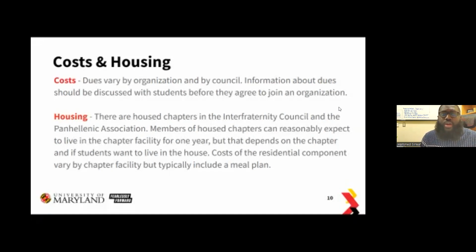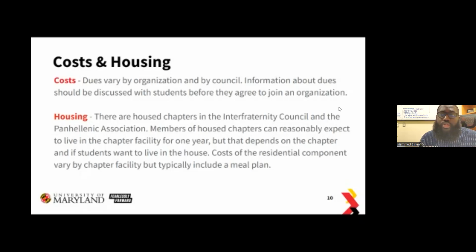And I would say for our other two councils, even though they look different, everyone usually has a package of things that you get from being a part of the organization. So when it comes to housing, there are housed organizations within the Interfraternity Council and the Panhellenic Association. Members of those housed chapters can reasonably expect to live in a chapter facility for a year. Typically within the Panhellenic Association, for example, they'll ask for sophomores or juniors to live in, and in the Interfraternity Council, that just depends on the chapter and what they would want for that housed experience.